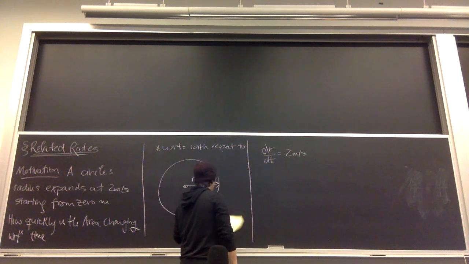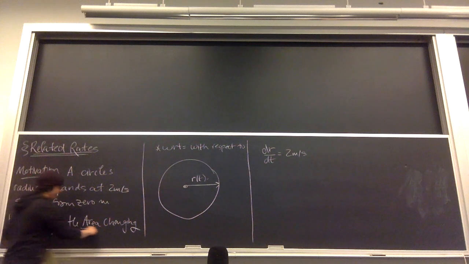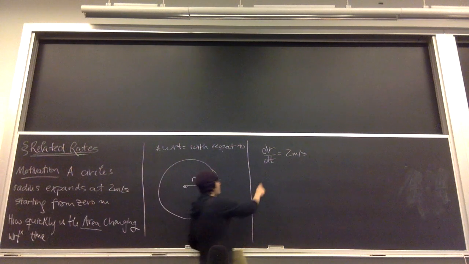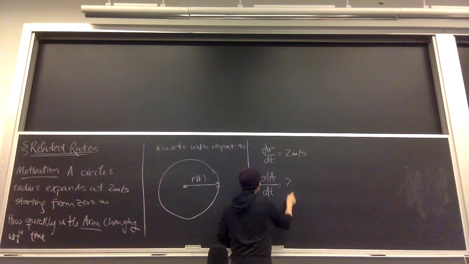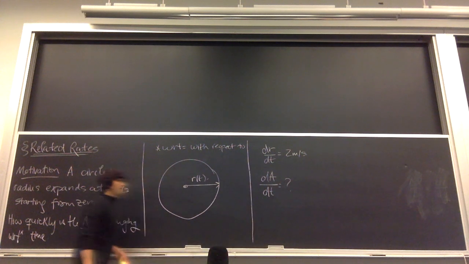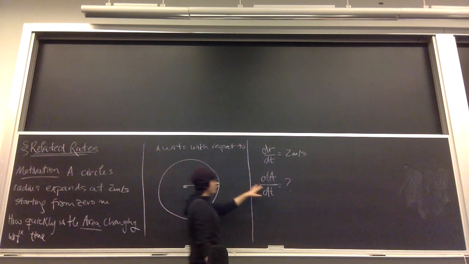Okay, so what is it we're looking for? Well, I want to know how quickly the area is changing. So that means I want to know the change of area with respect to time. That's what I want. So how can I relate these two rates? The rate of the radius changing and the rate of the area.